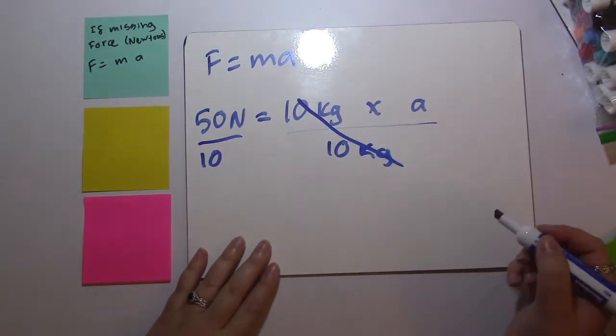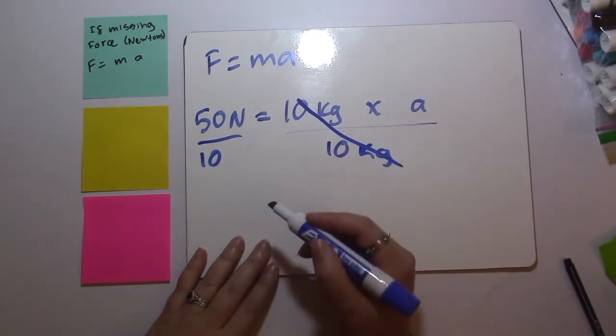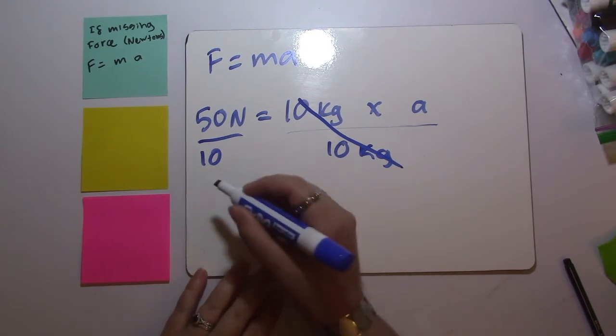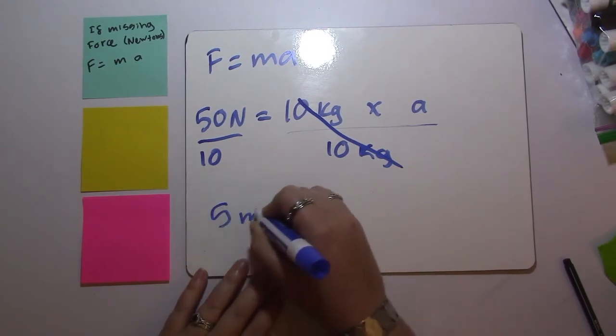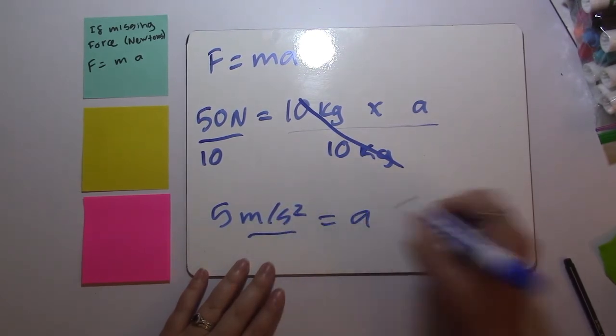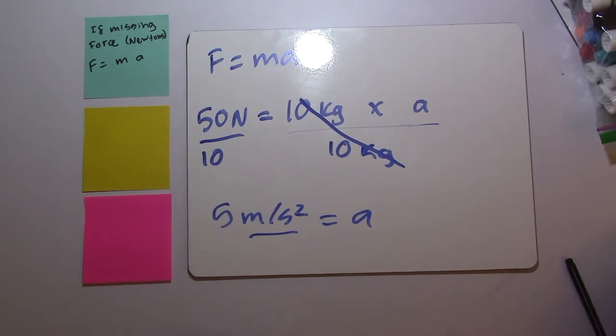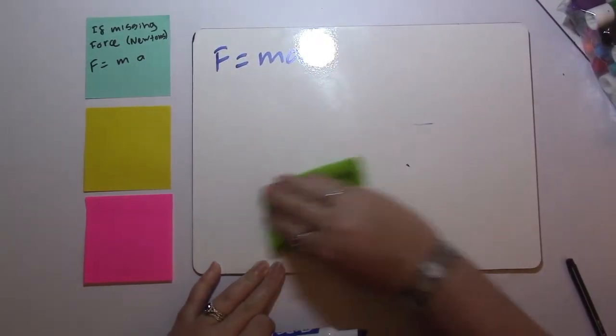Then these two cancel out. So in order to find acceleration, we need to divide 50 by 10. If we divide 50 by 10, we should get 5 meters per second squared, because that's our unit for acceleration, equals a. However, there's another way to do this if you don't feel like writing it out that way.